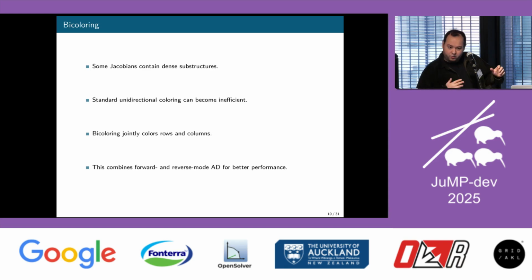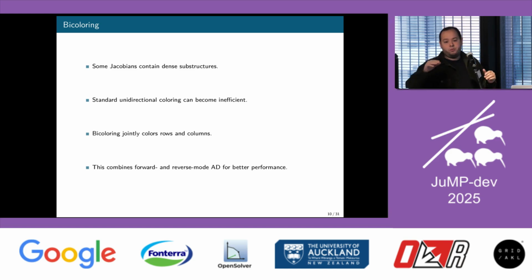Okay, so this, what I explained, is more or less how coloring works. And for a long time, not many people did research on what we call bicoloring. So what is bicoloring? Bicoloring is just the use at the same time of row and column coloring. So for example, when you have a sparse Jacobian, which has dense rows and dense columns, if you do a coloring, you will not have any gain because we cannot compress it.